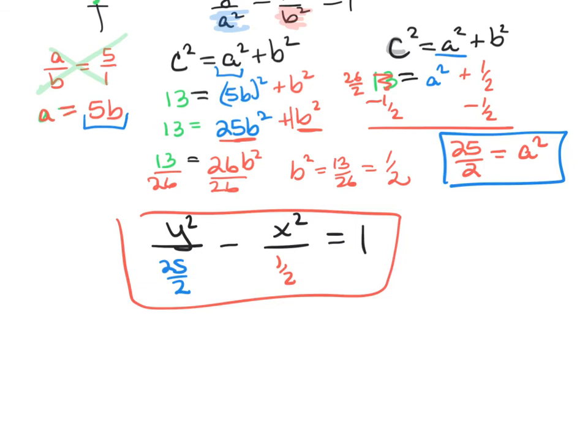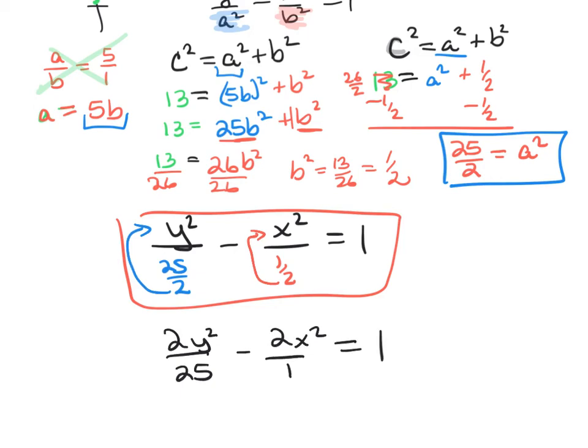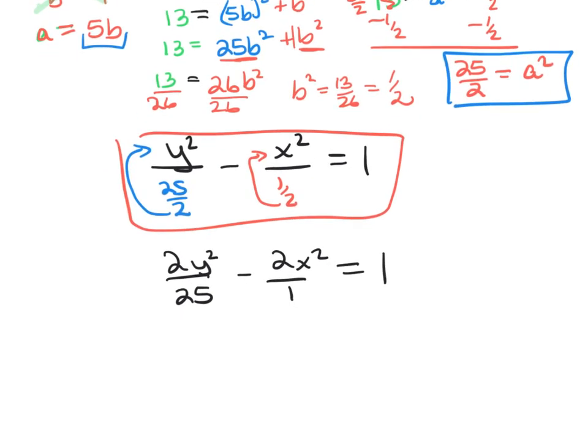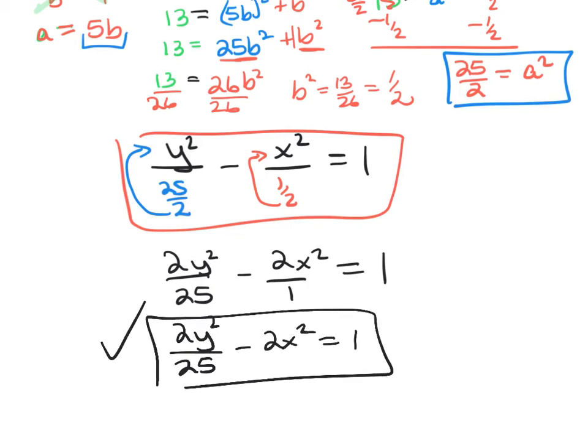However, we don't like fractions and fractions, so what I'm going to do is take the denominators and swing them to the top. So then I'm going to get 2y squared over 25 minus 2x squared over 1 equals 1. And then again, I'm just going to get rid of that 1 that's under the 2x squared. So again, be aware that this could be an answer, and so could this. So just be careful, be able to recognize it.